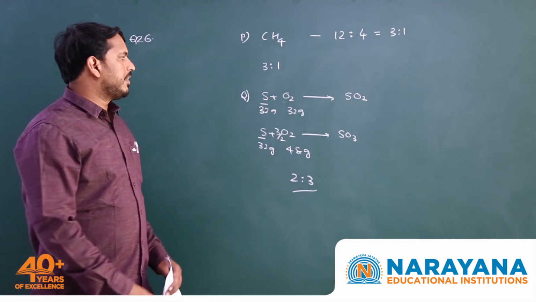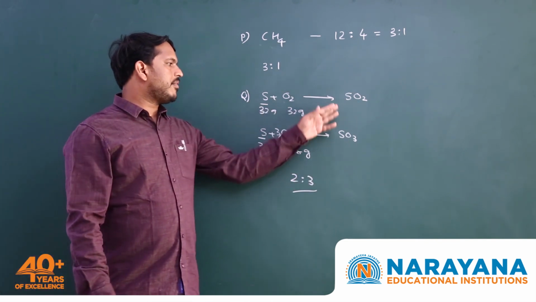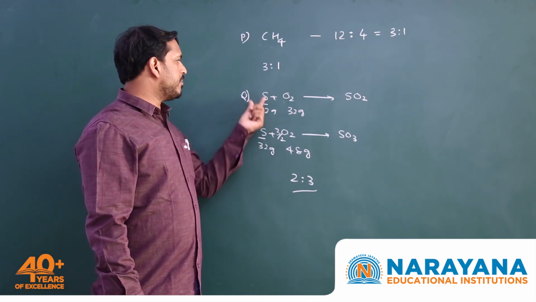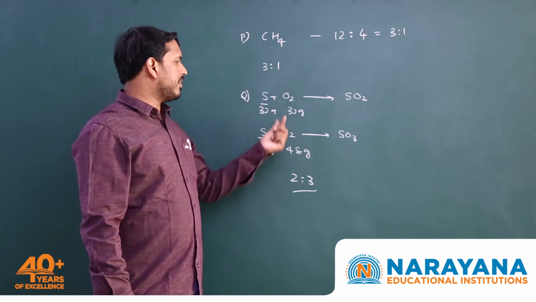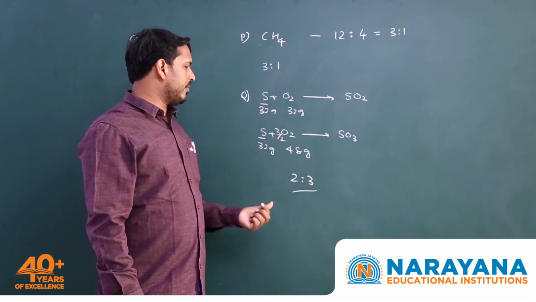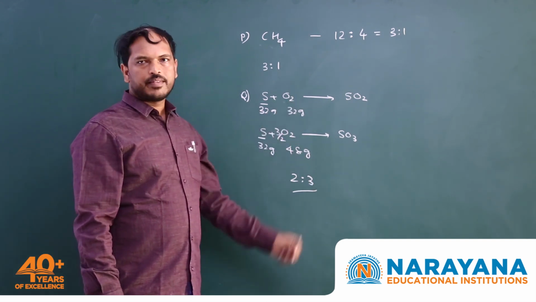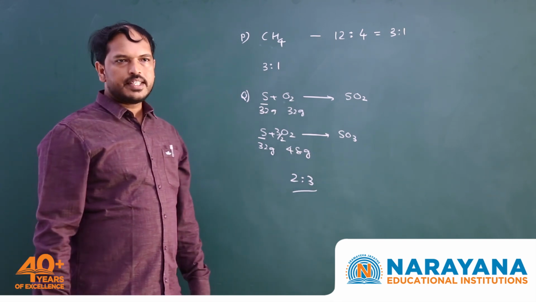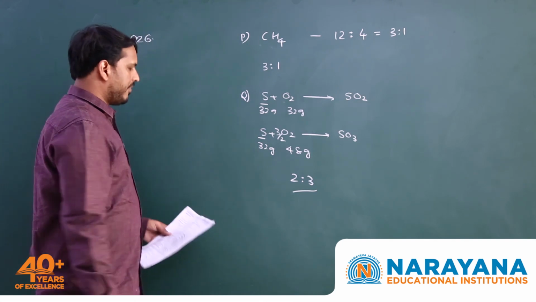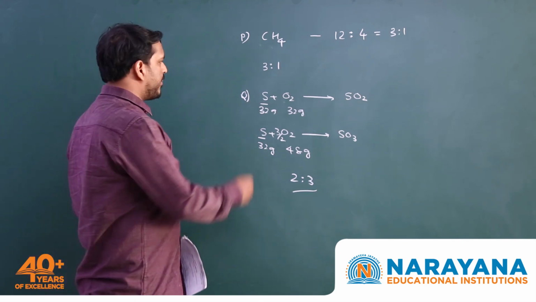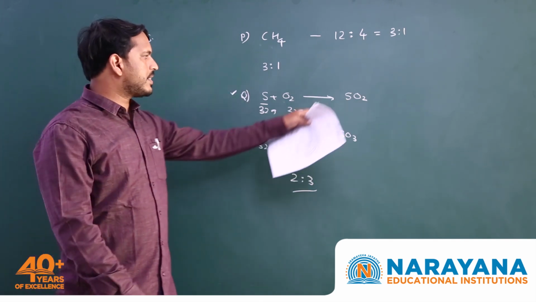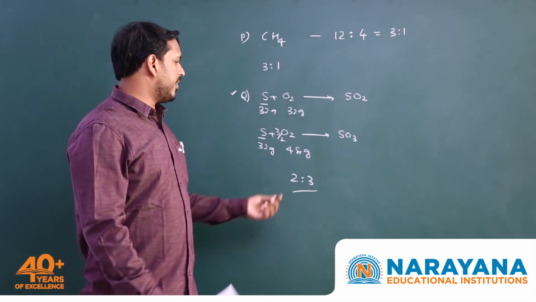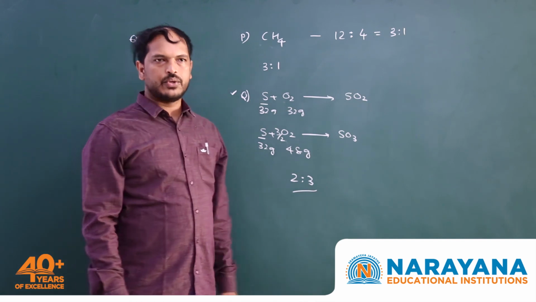So, this formation of SO2 and SO3 follows which law now? As the fixed mass of sulfur is reacting with O2, the proportion of O2 by weight is 2:3, which is a simple whole number ratio. So, this supports the law of multiple proportion. When two compounds are formed, the weight of O2 consumed will bear a simple whole number ratio.